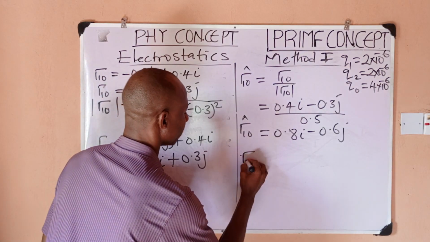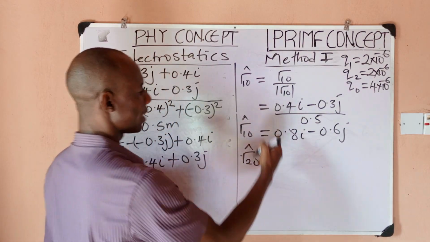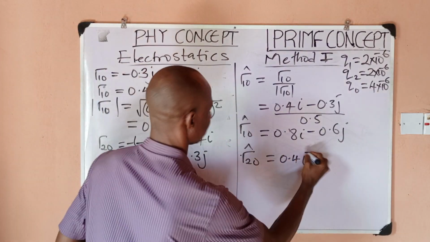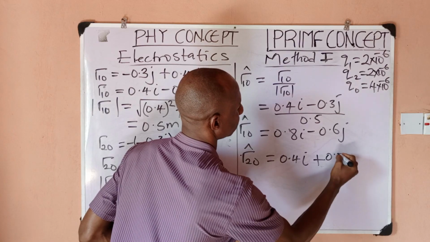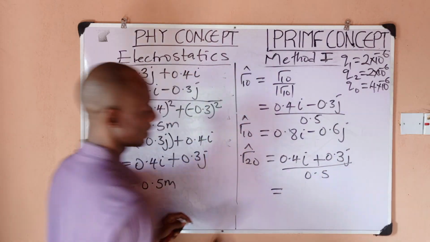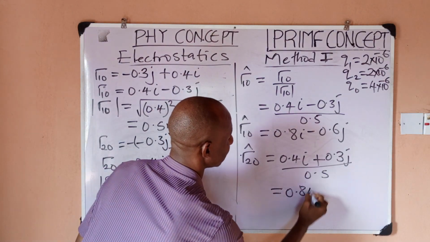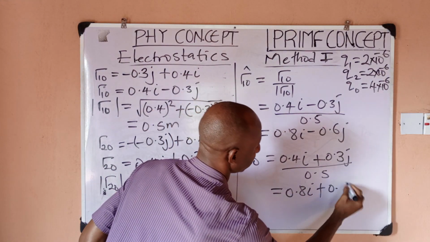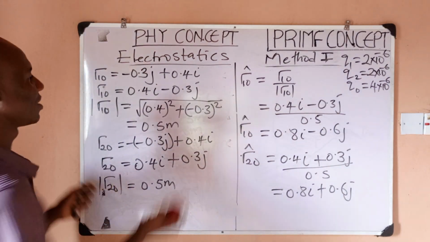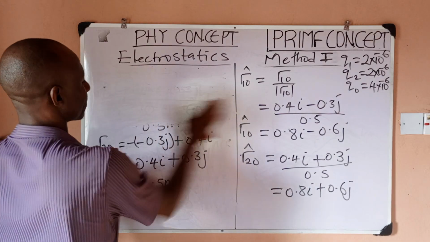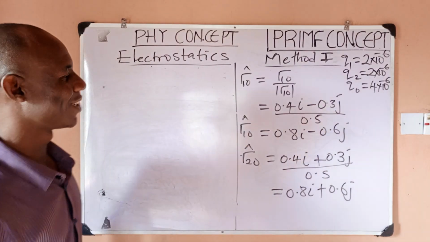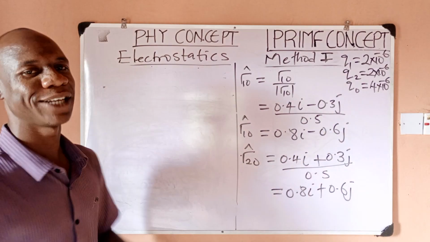Now my R20 unit vector, same way, is going to be, what is my R20? 0.4i plus 0.3j divided by 0.5. So if I punch this, I'm still going to get 0.8i plus 0.6j. So that is the unit vector. I'll still need to rub because my board is quite small. So the next thing I want to quickly do is to get the force, then multiply by their unit vectors.